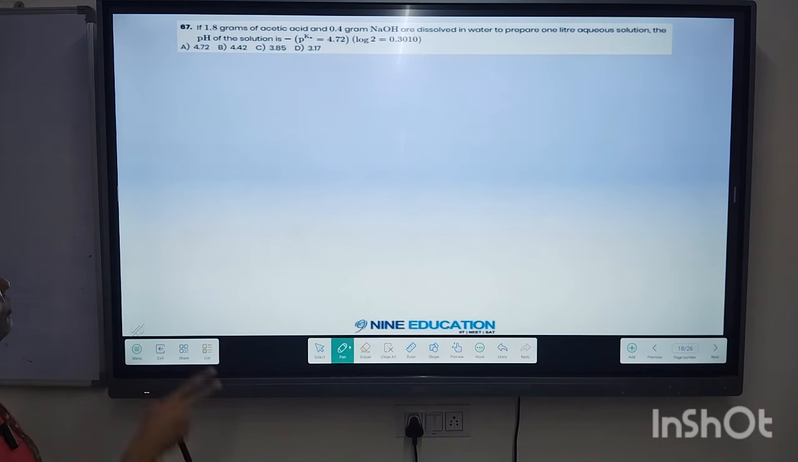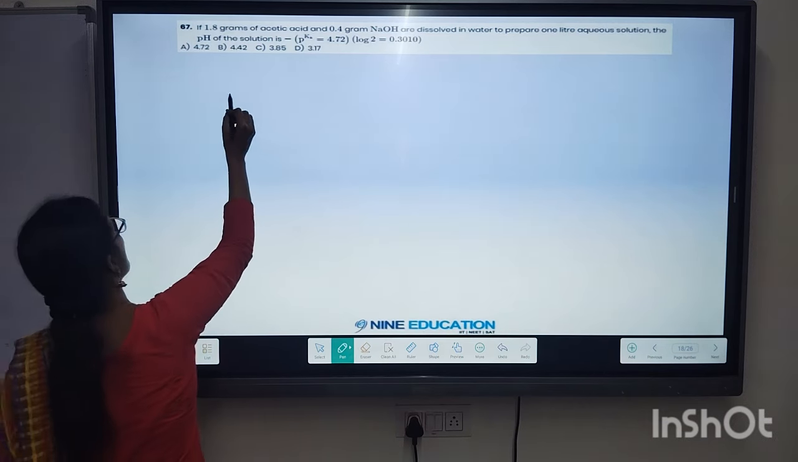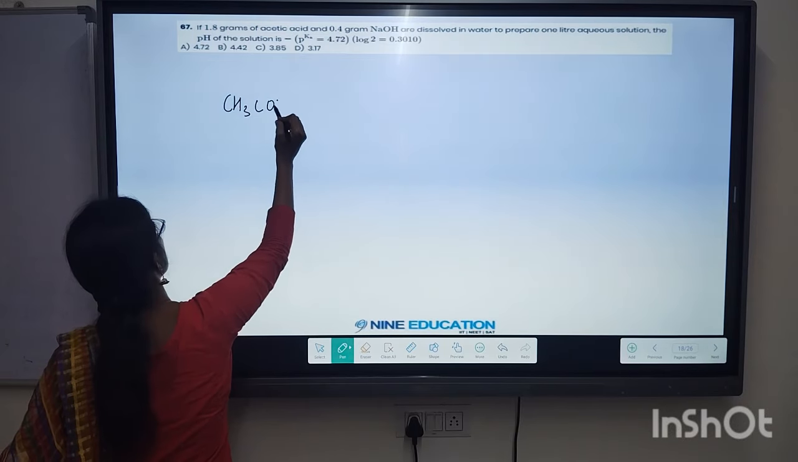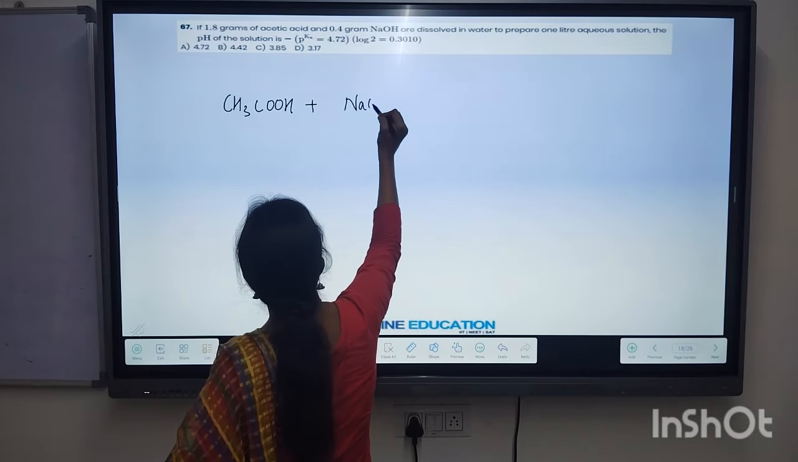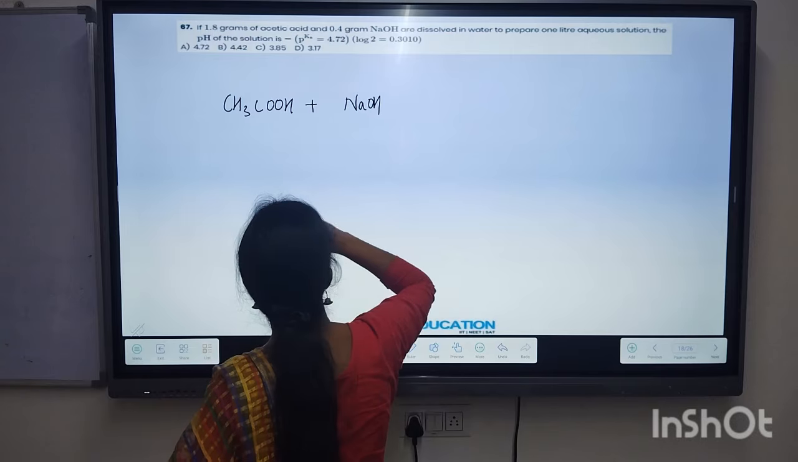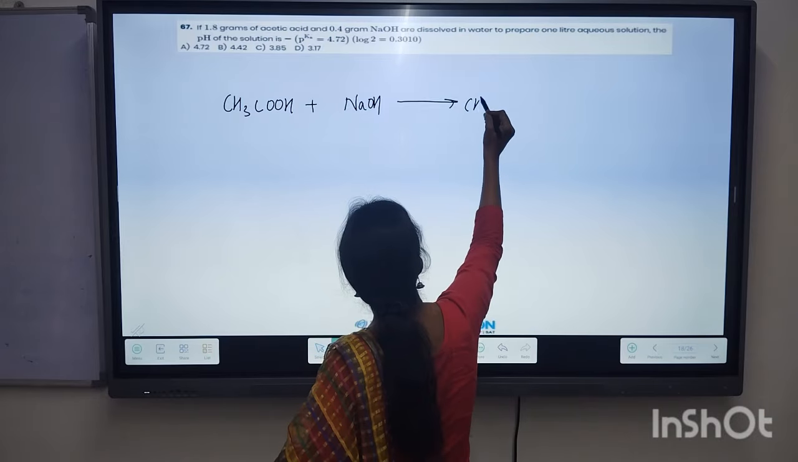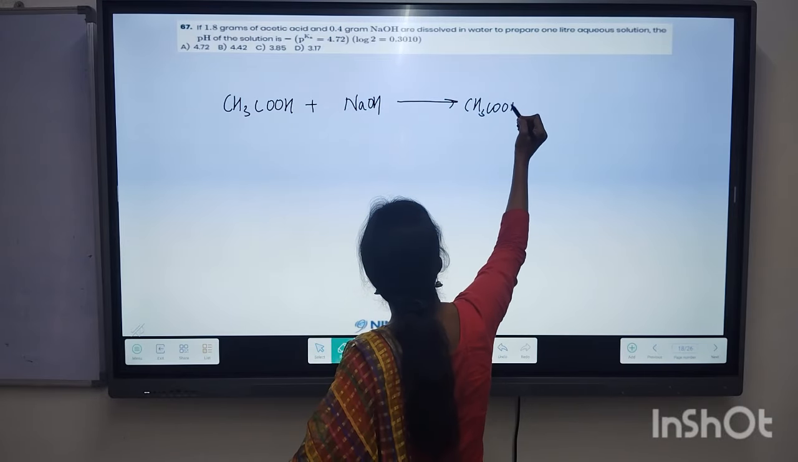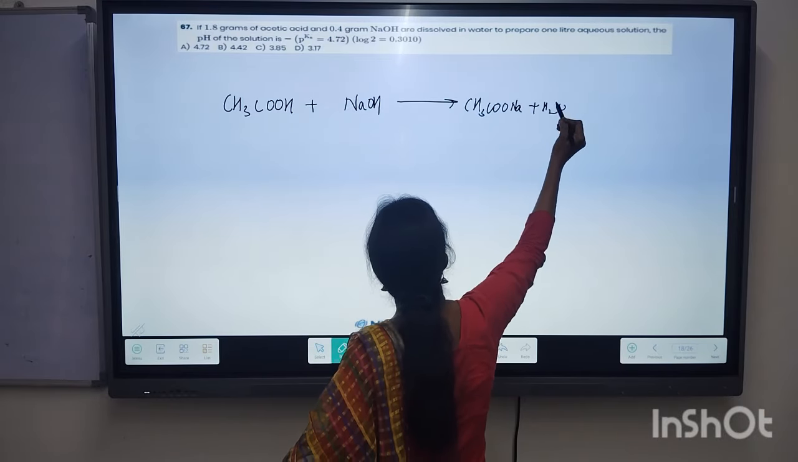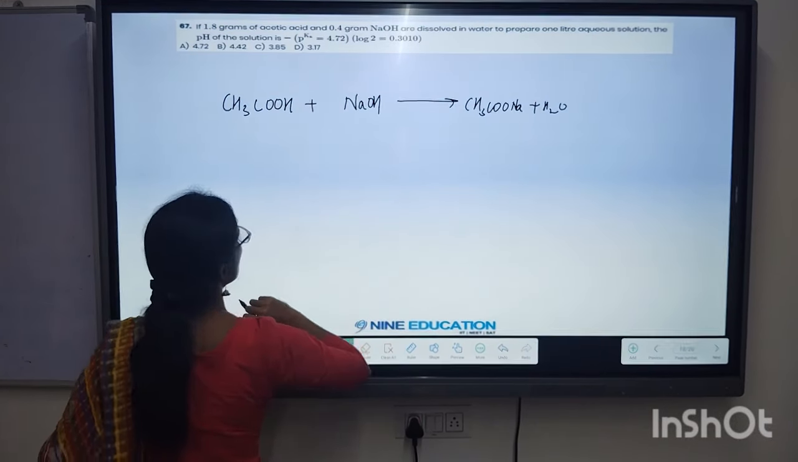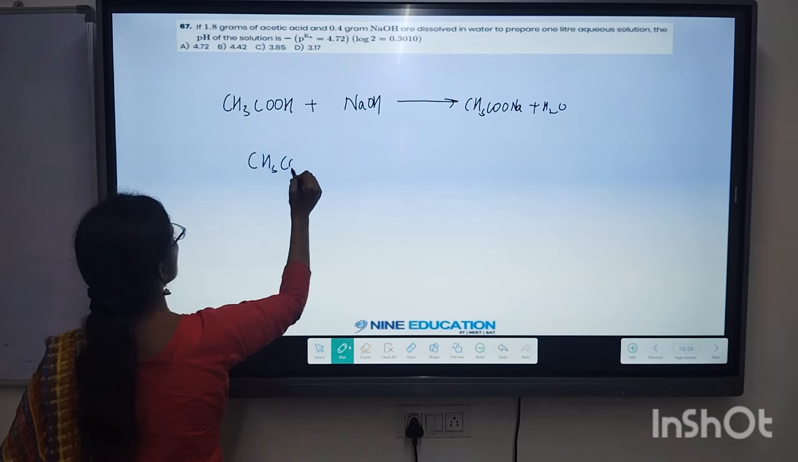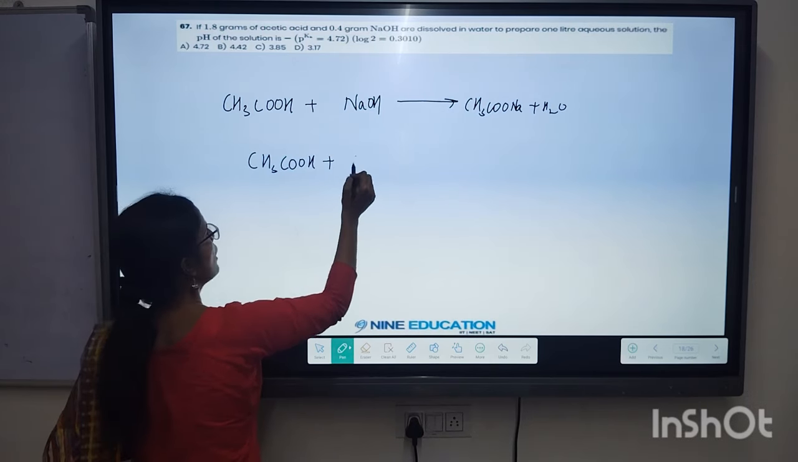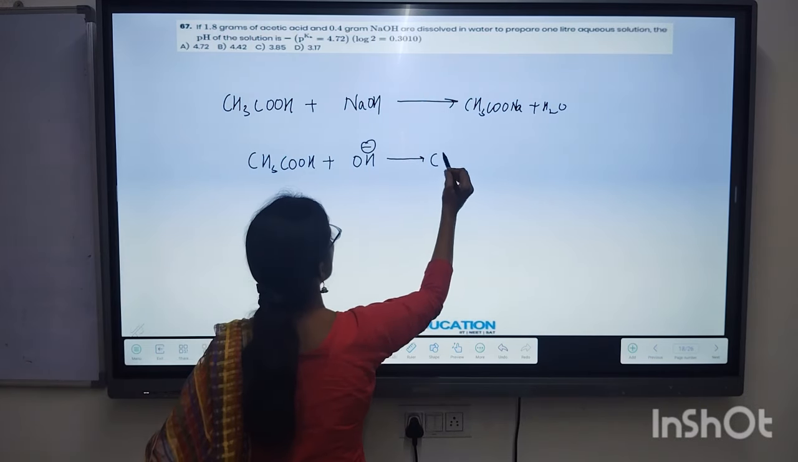Okay, again try to understand the two species which they are providing. Acetic acid means CH3COOH, and another one is NaOH. When these two react, what will it give us? CH3COONa, along with that we'll be getting water. Again, Na is your spectator ion, so it will be CH3COOH plus OH minus.